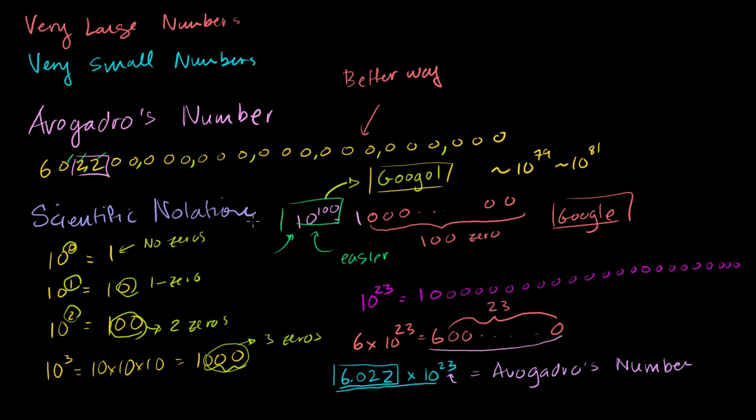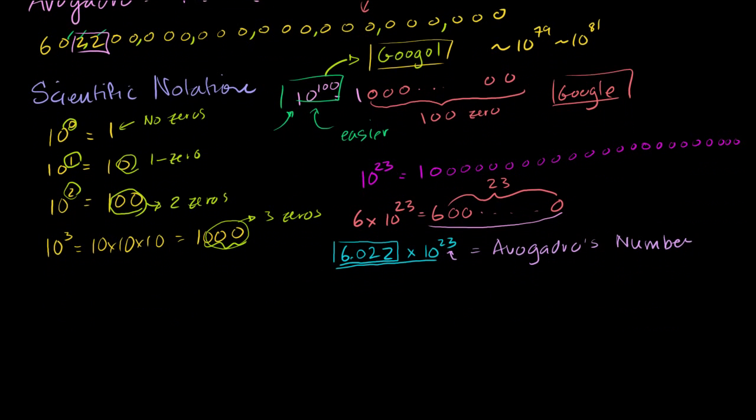Let's do a couple more. I started with Avogadro's number because it really shows you the need for scientific notation, so you don't have to write things like that over and over again. So let's do a couple of other numbers, and we'll just write them in scientific notation.